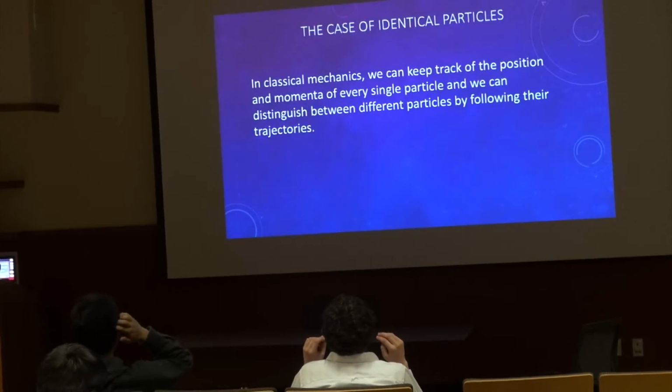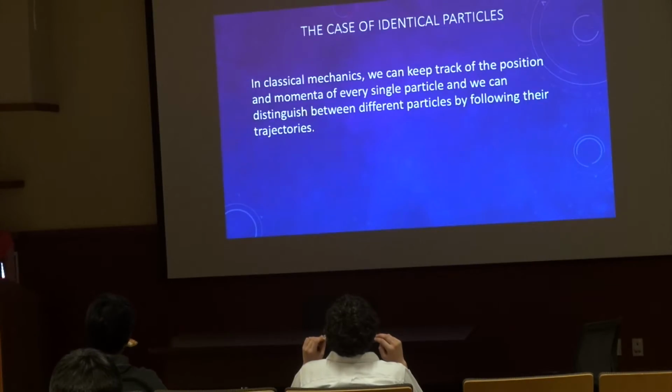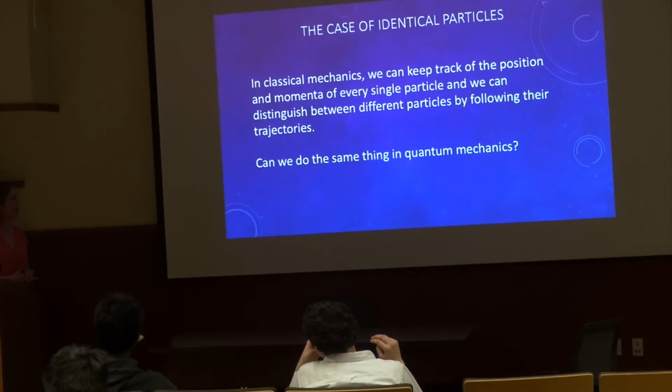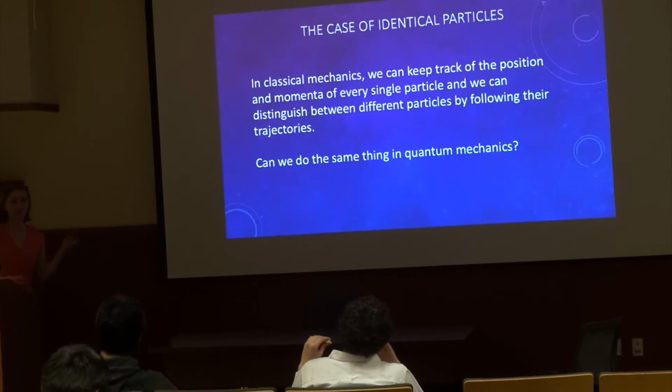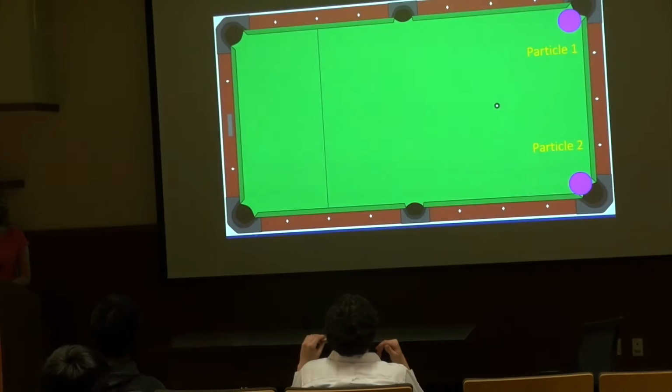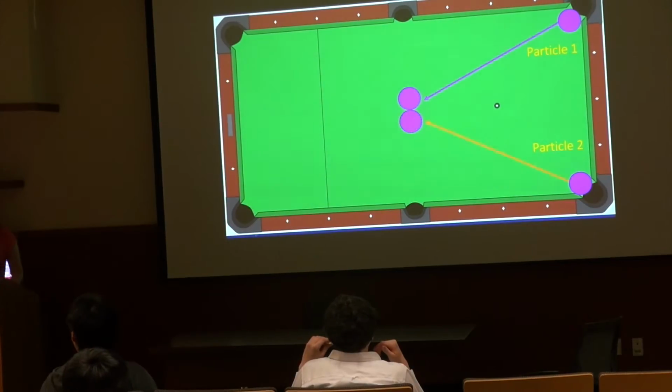We're going to look at the difference between classical mechanics and quantum mechanics. In classical mechanics, we can keep track of the position and momentum of every single particle, but we can't do the same in quantum mechanics because of the uncertainty. We can't do everything at the same time. Here we have a setup with one particle and another particle, and they are both indistinguishable. We're going to have them collide in the center.